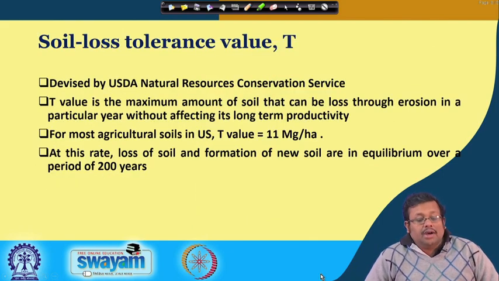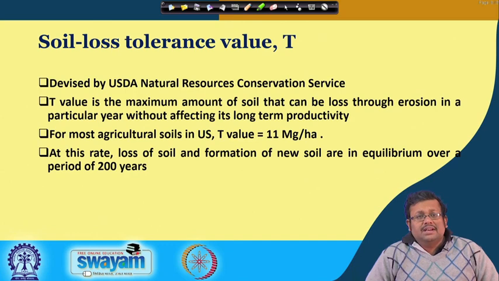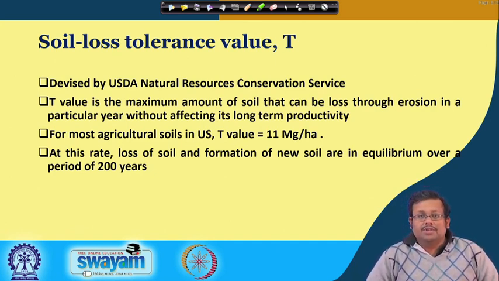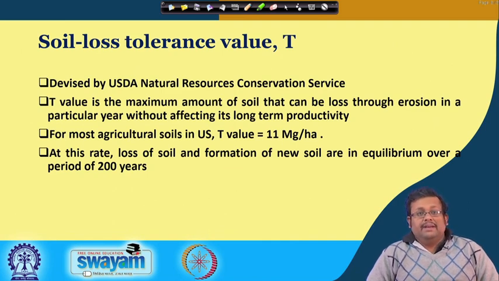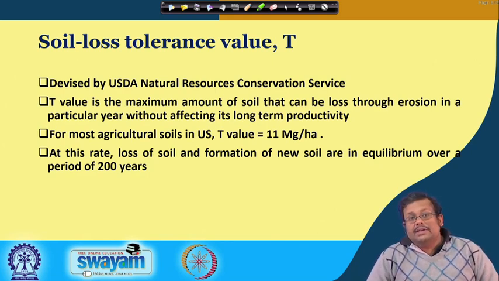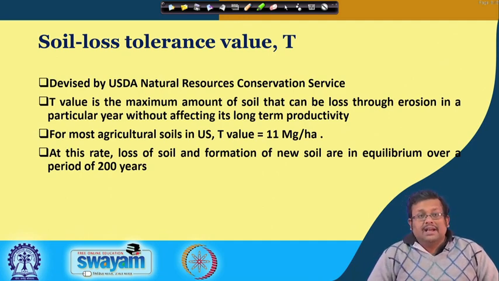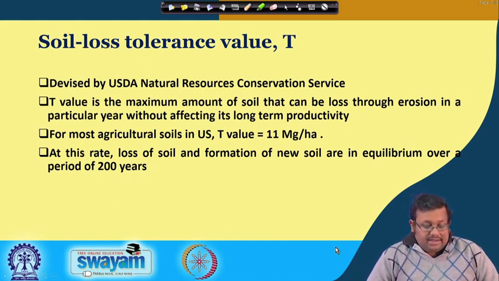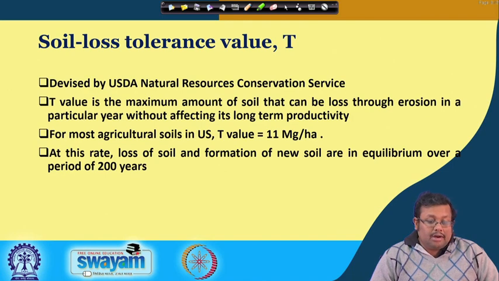So what is soil loss tolerance value, or T? The soil loss tolerance value, or T, is basically devised by USDA, the United States Department of Agriculture, and Natural Resource Conservation Service, or NRCS. The T value is the maximum amount of soil that can be lost through erosion in a particular year without affecting its long term productivity, and for most of the agricultural soil in the US the T value is considered as 11 megagram per hectare, or 11 tons per hectare, and at this rate loss of soil and formation of new soils are in equilibrium over a period of 200 years. So this is an important concept, soil loss tolerance values.